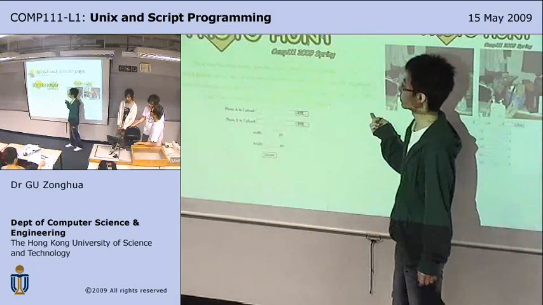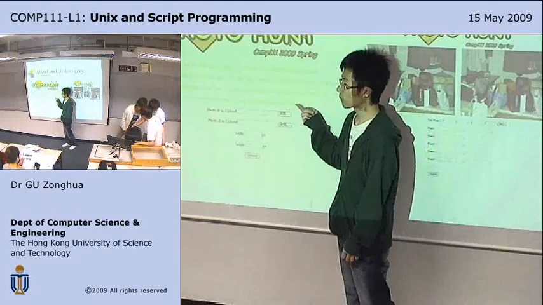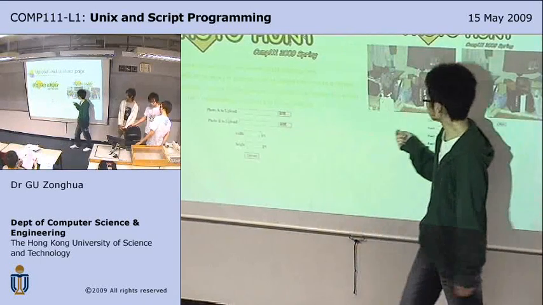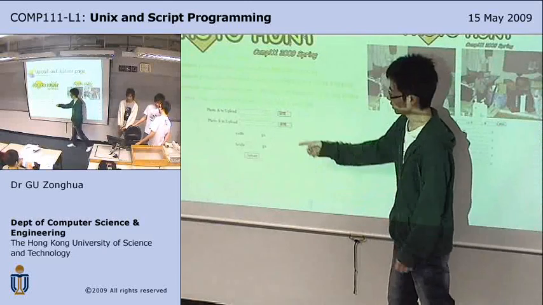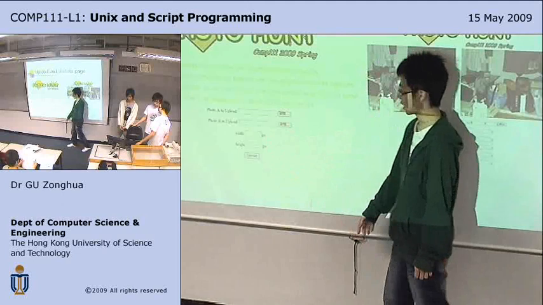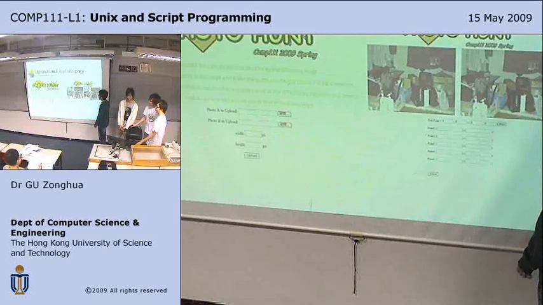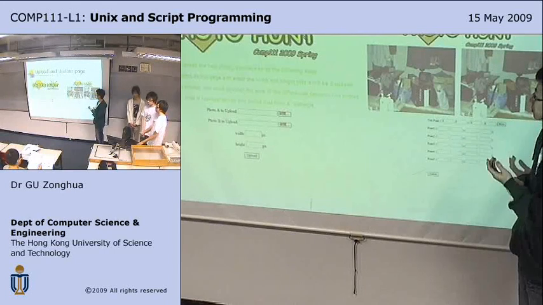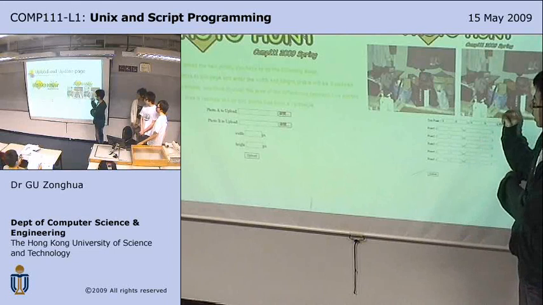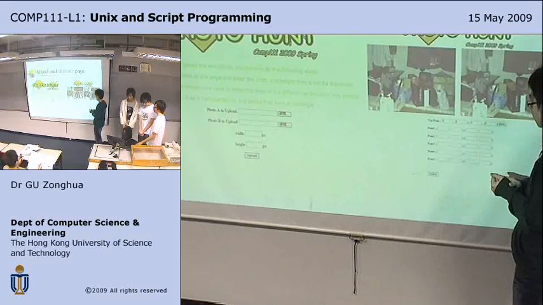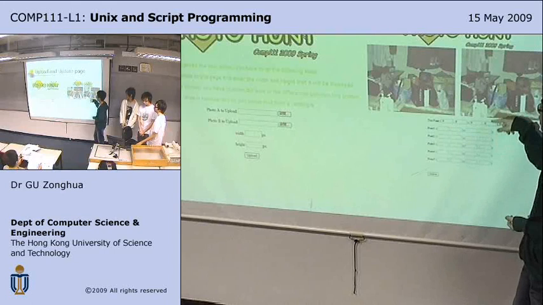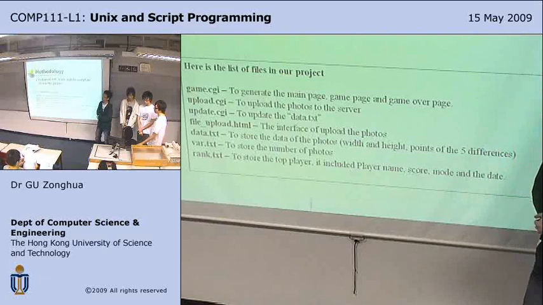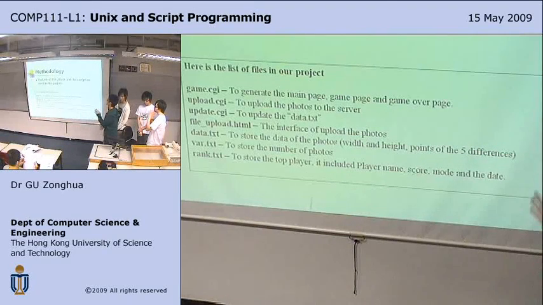This is the upload and update page. User can upload their own photo to the game, and the first one is the original one, and the second one is the one different from the original one, and the user can type in the width and height, and then press the upload button. And here is the setting of the coordinate of the circle that the user wants to display, and signal where is the correct place. And here the user can test the place of the circle and type in the 5 circles, and then press submit. And then the next part I will talk about the methodology.